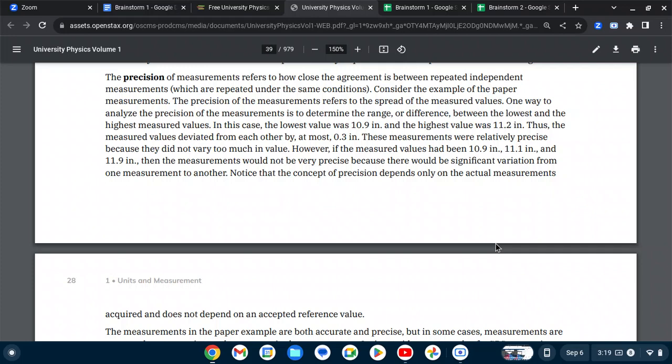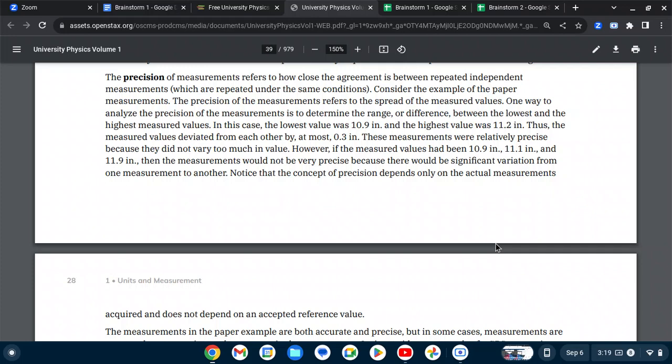The precision of the measurements refers to the spread of the measured values. One way to analyze the precision of the measurements is to determine the range, or difference, between the lowest and the highest measured values. In this case, the lowest value is 10.9 inches and the highest value is 11.2 inches. Thus, the measured values deviated from each other by at most 0.3 inches. These measurements were relatively precise because they did not vary much in value.